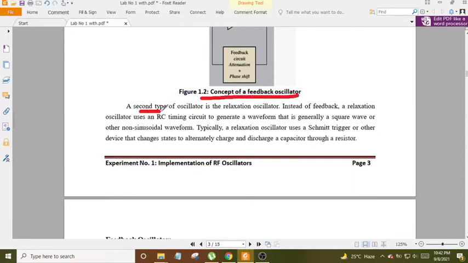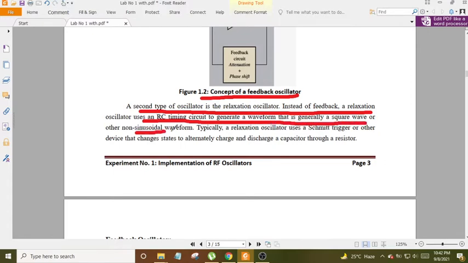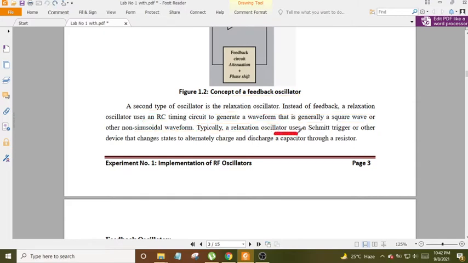A second type of oscillator is the relaxation oscillator. Instead of feedback, a relaxation oscillator uses an RC timing circuit to generate a waveform that is generally a square wave or other non-sinusoidal waveform. Typically, a relaxation oscillator uses a Schmitt trigger or other device that changes states to alternately charge and discharge a capacitor through a resistor.